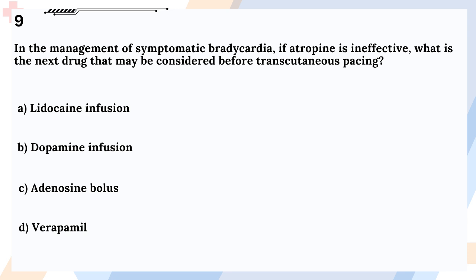Question 9. In the management of symptomatic bradycardia, if atropine is ineffective, what is the next drug that may be considered before transcutaneous pacing? A. Lidocaine infusion. B. Dopamine infusion. C. Adenosine bolus. D. Verapamil.